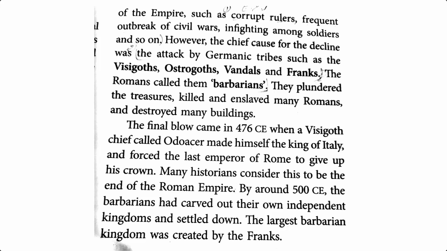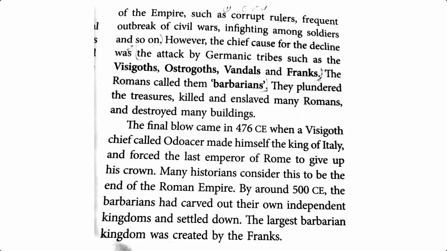So, around 200th century, the rule of Roman Empire started decline. There are many causes for decline the Roman rule, such as their rulers are corrupted, continuously outbreak of war between them, and fighting between their own soldiers. But the main cause was the Roman attack by Germanic tribes such as Visigoths, Ostrogoths, Vandals, and Frank. Romans called them barbarians. They plundered the treasure, killed and made the Romans as their slave, and also destroyed many buildings.